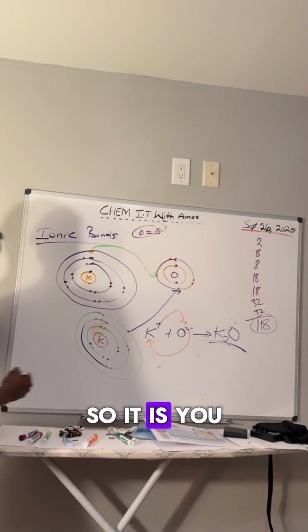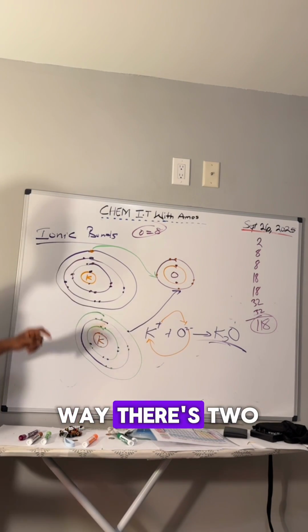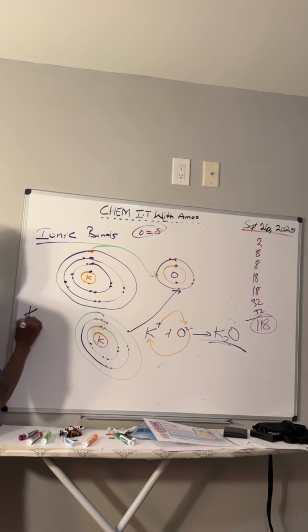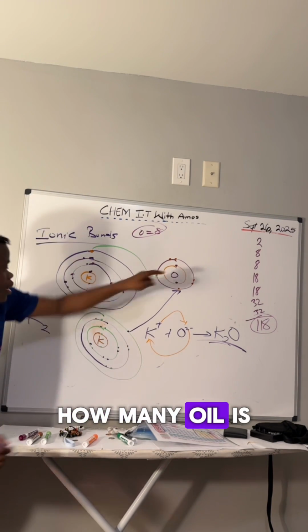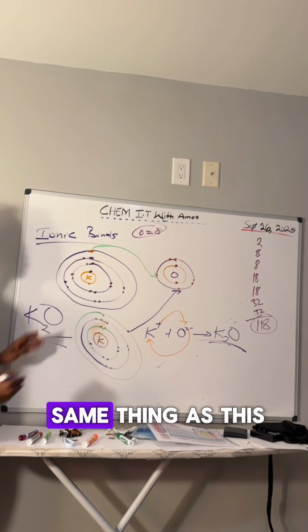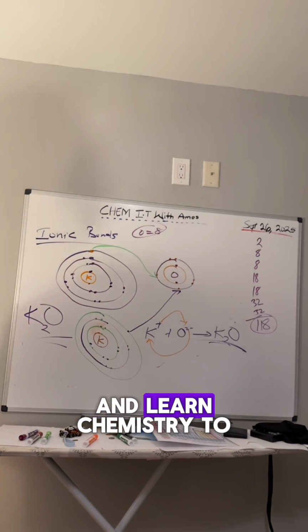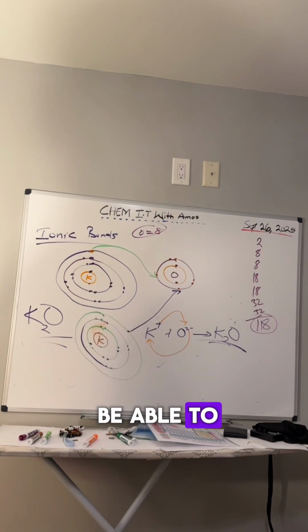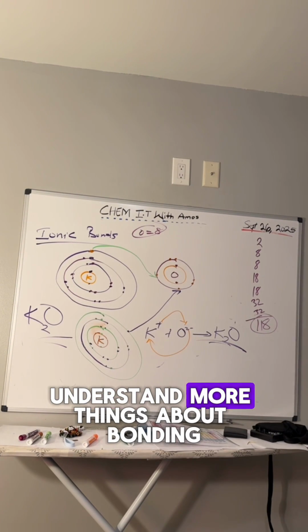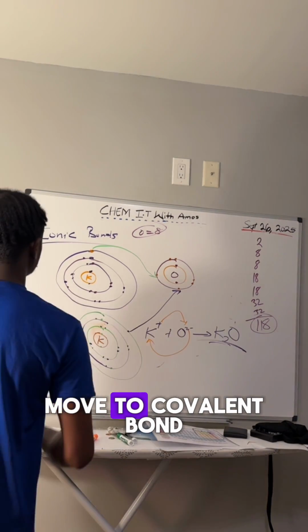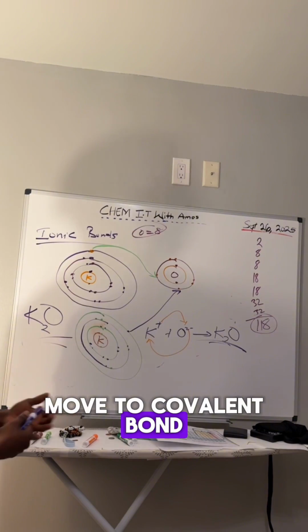Do you see it? So the same thing with this 2. How many K here? It's 1, 2, so it's 2. How many O here? It's 1. So it's the same thing as this. Hope you understand this and learn chemistry to be able to understand more things about bonding and how things work, right? So we can now move to covalent bond.